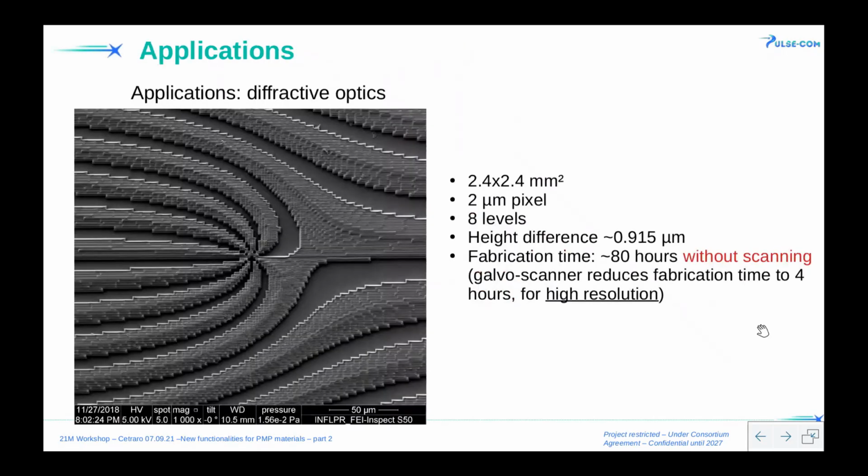Okay, so what can we use it for? Let's talk applications. Over here, we have diffractive optics. This is a hologram, 8 levels, 2.4 by 2.44 millimeters. Using this technology, we can build complex microstructures on relatively larger areas, because it's still 2 by 2 millimeters. However, the fabrication time is a bit higher, of course, because we have to scan everything.